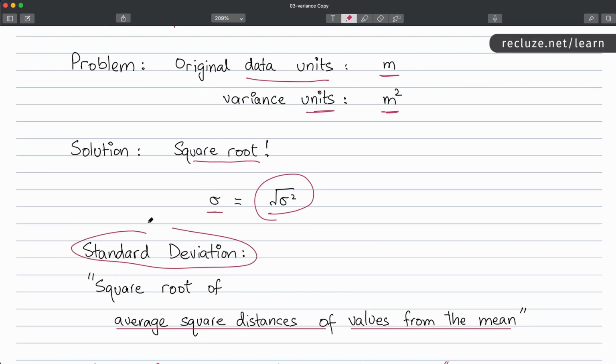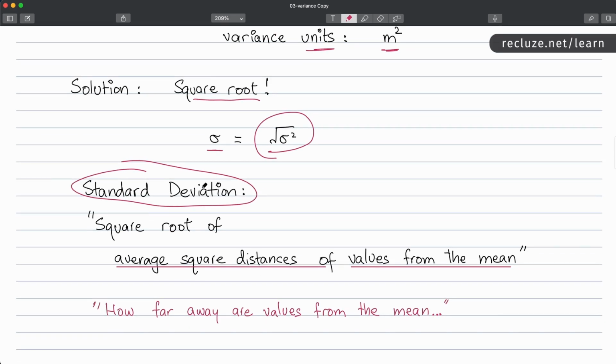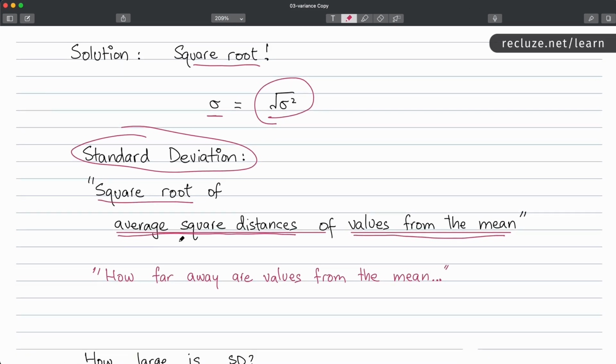So standard deviation is another very important concept. What standard deviation is: we took the variance, the average squared distance of values from the mean, and we took the square root. So standard deviation is the square root of the average squared distance of values from the mean. If you read it like that, it sounds complicated, but if you follow from the beginning of this lecture, you will realize that it's just how far away the values are from the mean. That's all there is to it. That is called standard deviation. We are going to visually represent these in the next video.